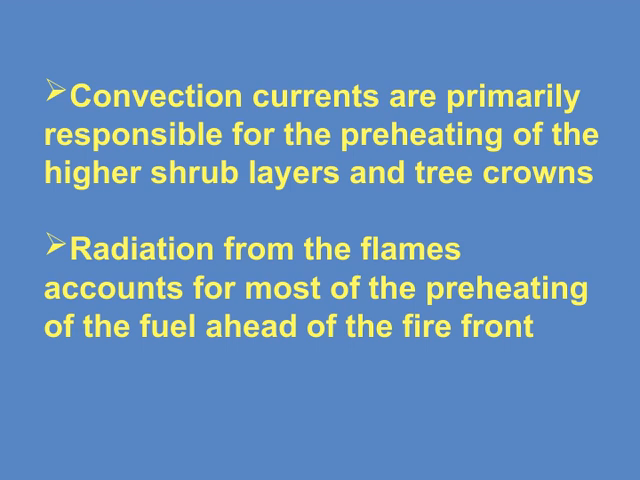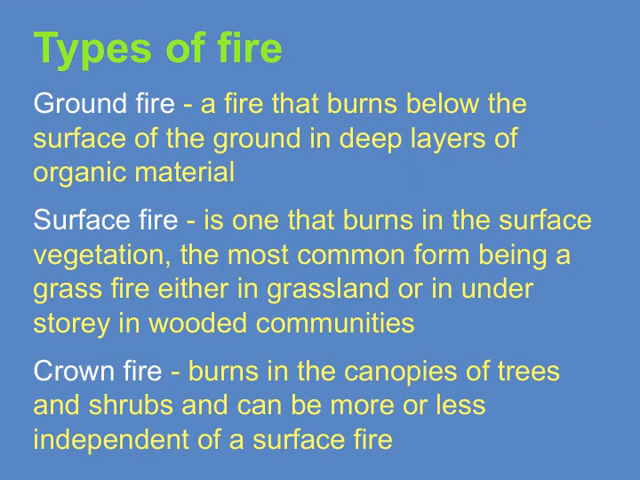Connecting these points, understanding both convection and radiation helps us better grasp how fires spread through different layers of vegetation. It's a reminder of how fire behavior is influenced by multiple factors working together to preheat and ignite fuels, ultimately driving the fire's progression. Now let's take a closer look at the different types of fire.